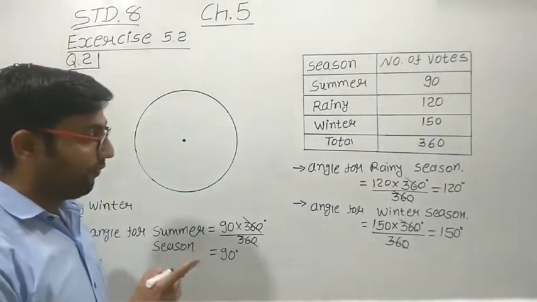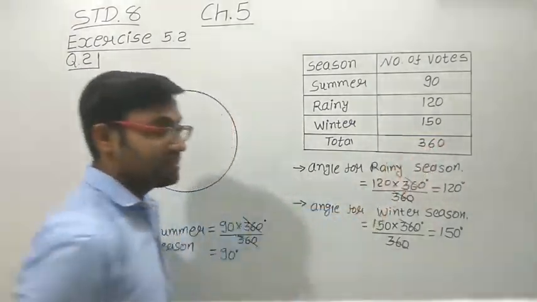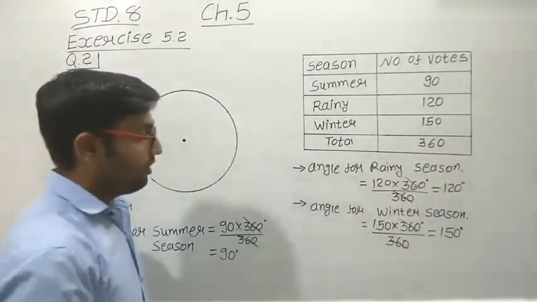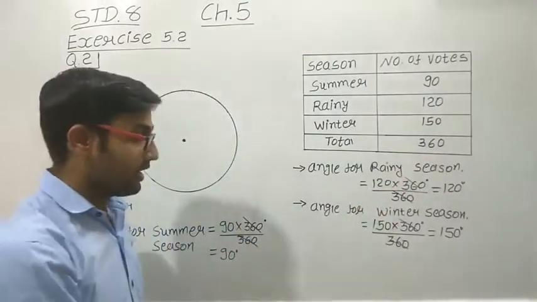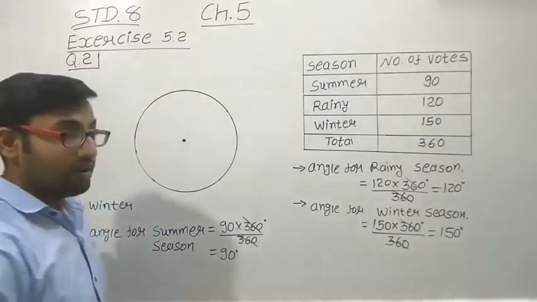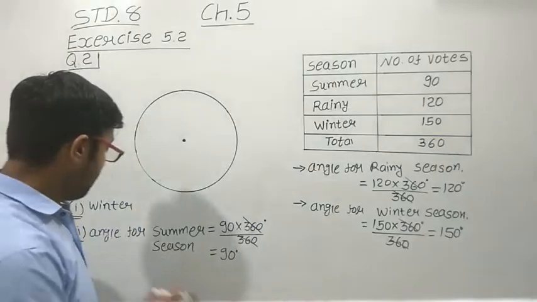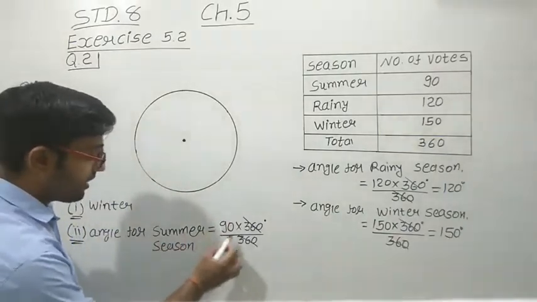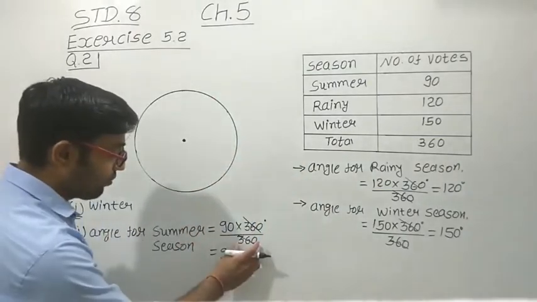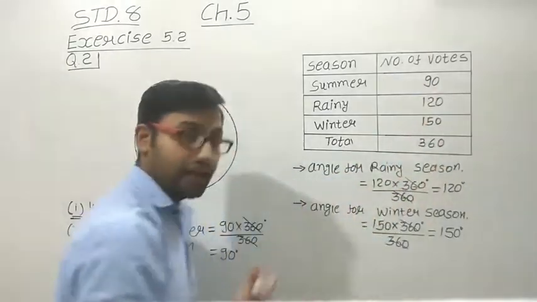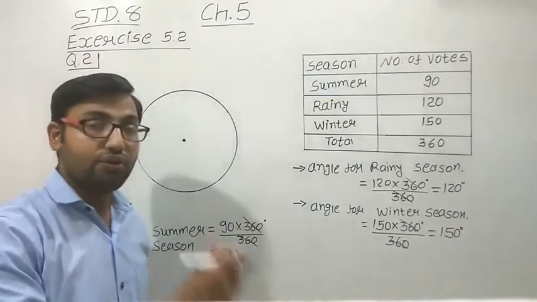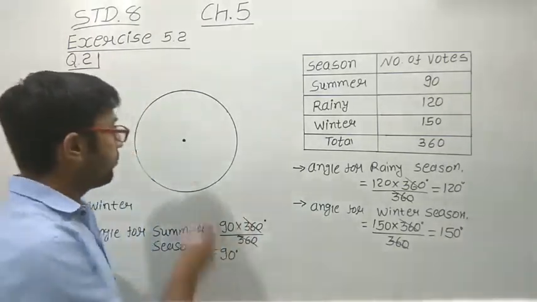Here it is easy for us to calculate because the total number of people is 360. But it is not necessary that every time the total is 360. Suppose the total is 500, then we have to divide by 500. For the angle we want to find, for example the summer, we put that data here, multiply it by the total number of degrees and divide by the total number of data collected. The same thing we have to apply for this type of sum to find the angle.